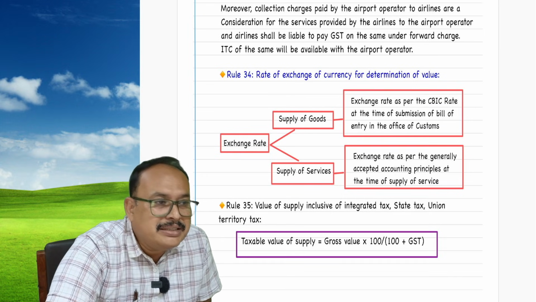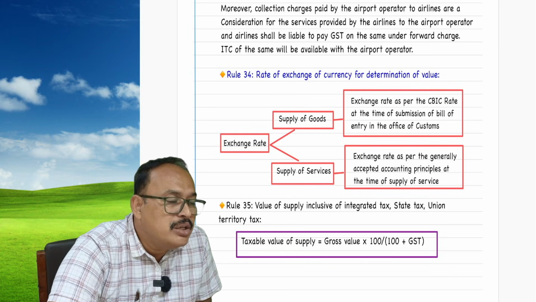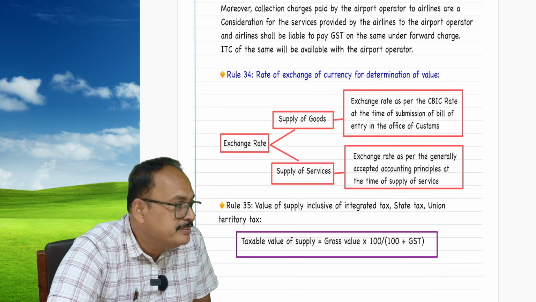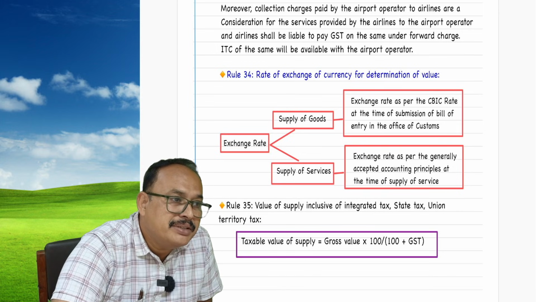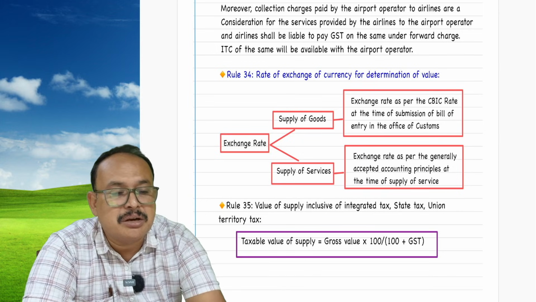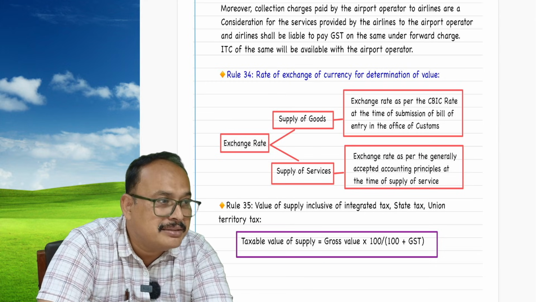Rule number 35, taxable value is equal to gross value multiplied by 100 divided by 100 plus GST, if the value is inclusive of GST. Is that clear, my dear friends? With this, valuation is completed for you. Marathon, revision.